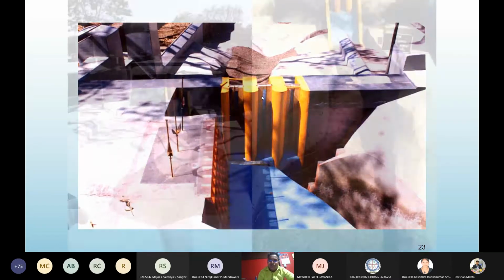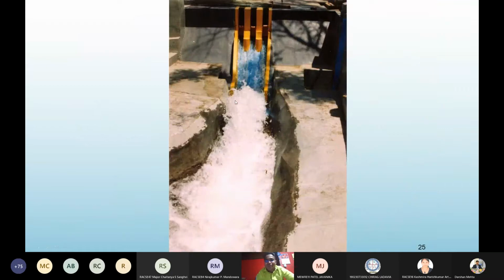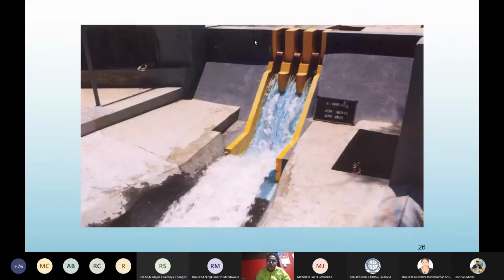If you operate, you can see huge jets. So you can imagine, in the model only this much jet. Here you can see the jet was hitting the right bank. So we suggested it is the only option. You cannot change the nature; what we have to change is ourselves. So we suggested at that time to change the dam axis so that the jet will be normal.